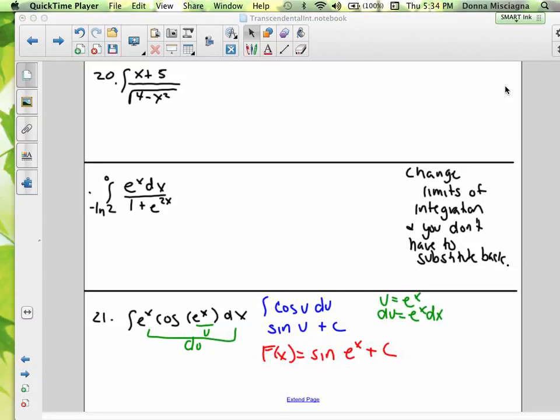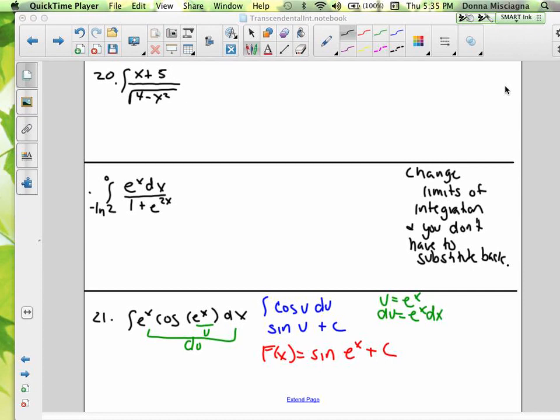All right, let's finish up the last three. These are some kind of interesting ones, so I thought I'd save them for the last little group. The first one is kind of like a problem we saw a while ago, and we're going to split the fraction.